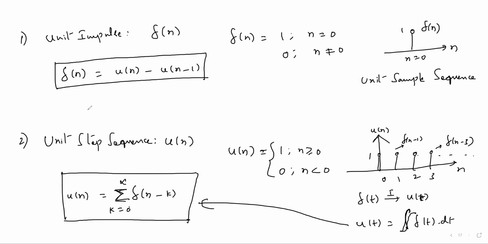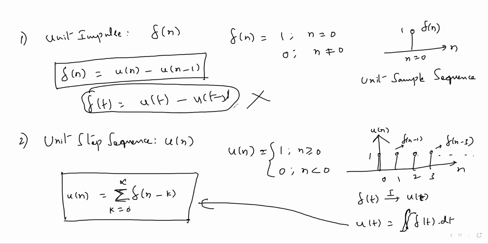And here del of t, observe, we don't have such provision to represent like u of t minus u of t minus 1. This is wrong. In continuous, this does not exist. Small difference in discrete and continuous time signals. By seeing the graphs itself, we can understand this kind of issues, not a problem for us.